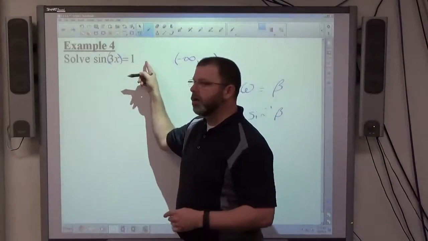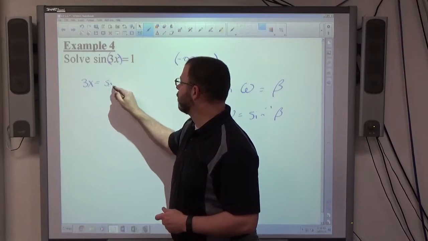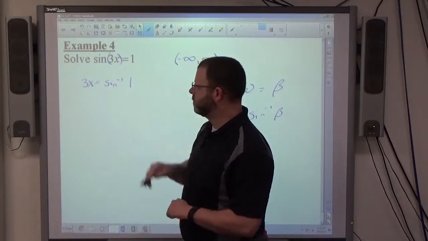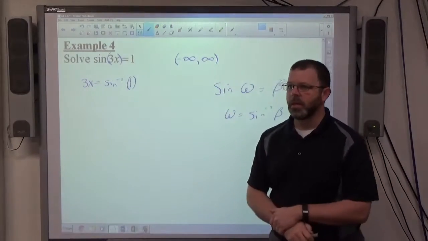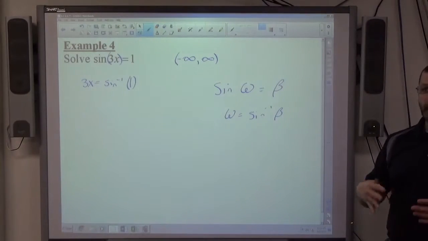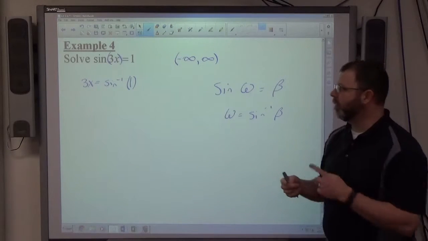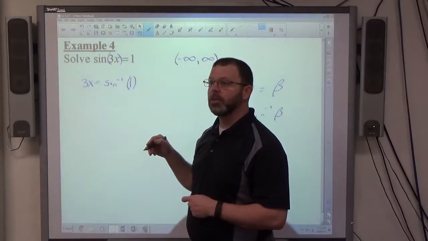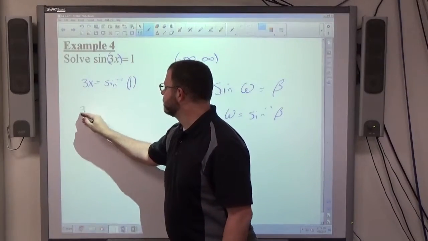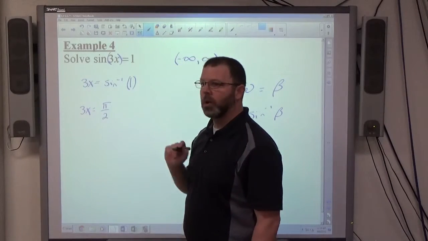I've got sine of something equals 1. So I know that the something, which is 3x, is going to be the inverse sine of 1. And if I'm looking at my initial 0 to 2 pi interval that I usually go with, sine equals 1 at pi over 2, right? And that's the only answer between 0 and 2 pi where it equals 1.